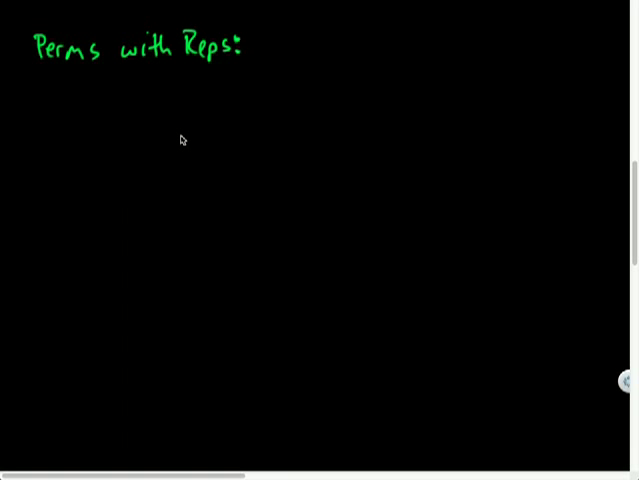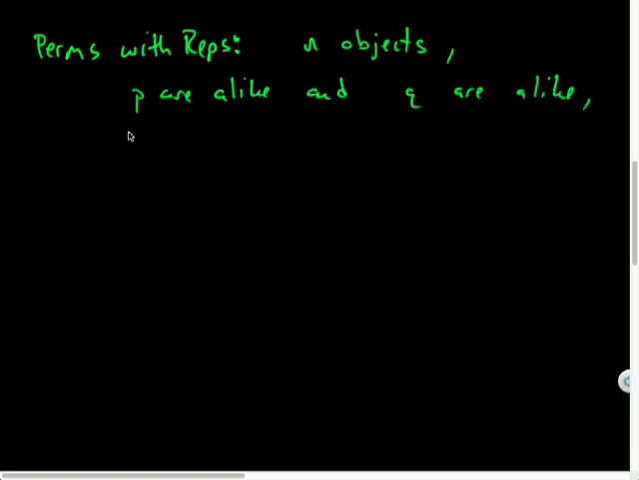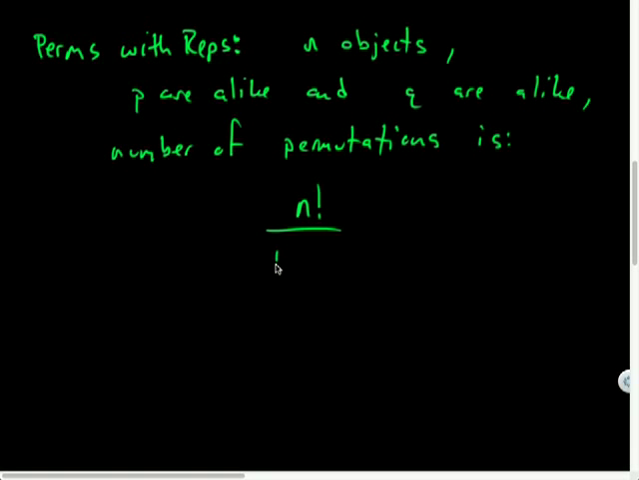So let's see. If I have n objects, and let's say p are alike, and q are alike, then the number of permutations is the following, where it would just be n factorial, the total number of arrangements, and then I would just divide by p factorial and q factorial.